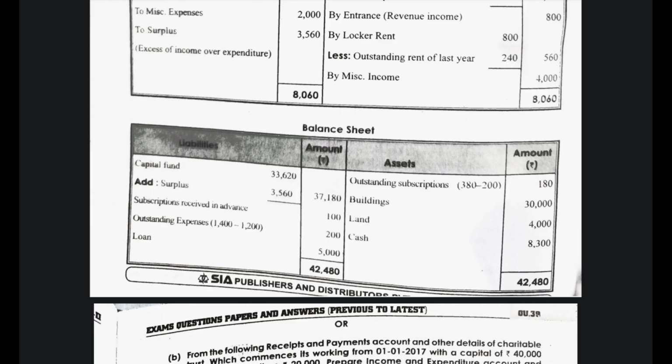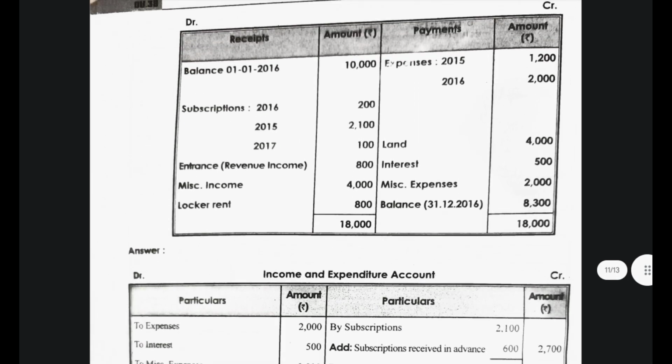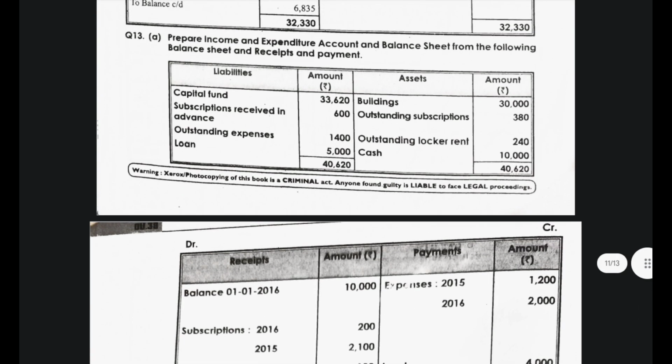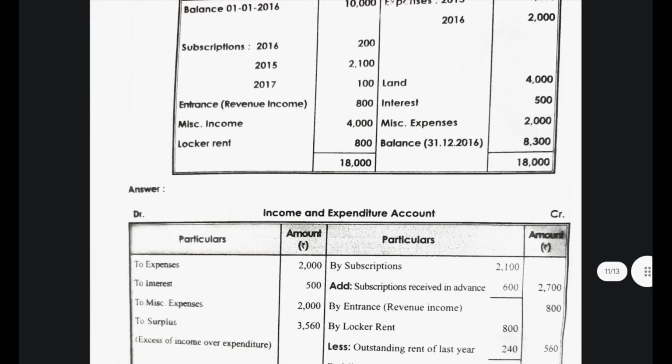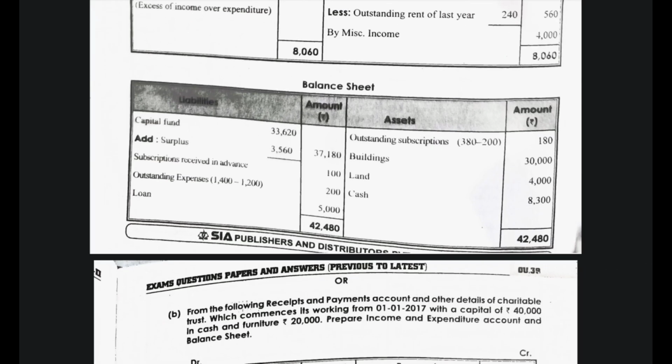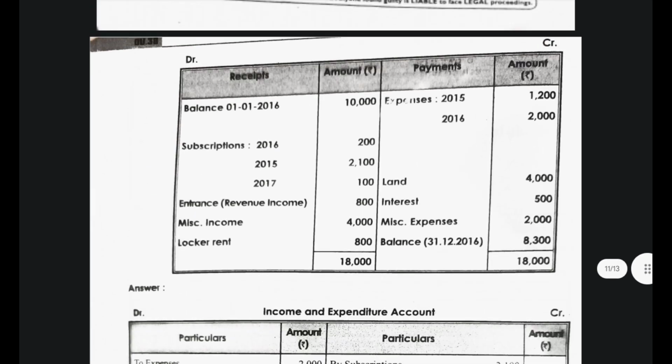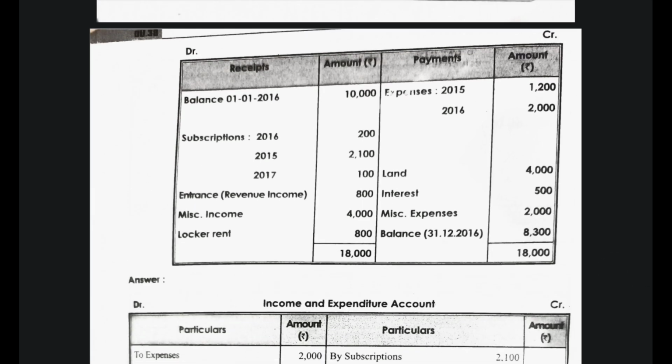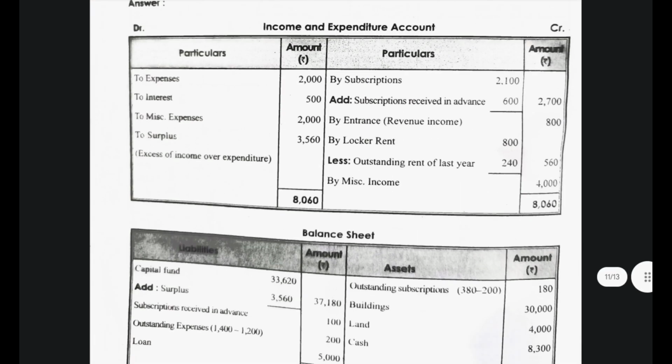So it's clear now. Four items of the liability side. Now come to the asset side. Outstanding subscription 380. On the asset side it was 380, but out of this 380, we have paid 200. So only 180 we have to take. 200 rupees in 2016 we have to deduct from this 380. So 180 only we have to take on the asset side.